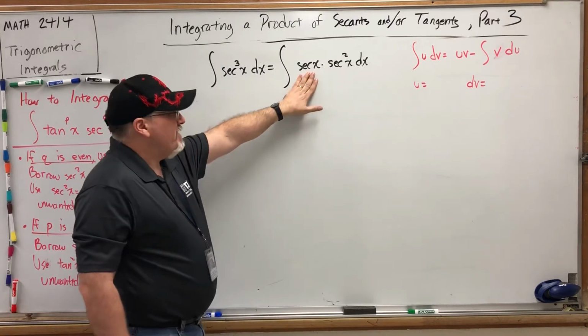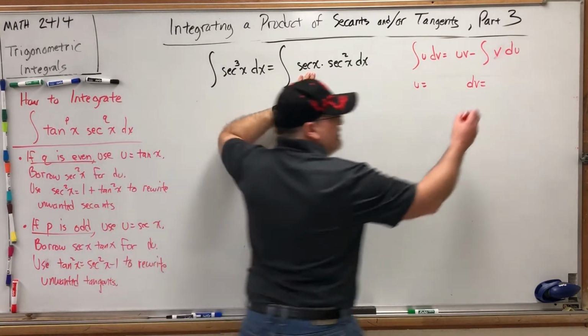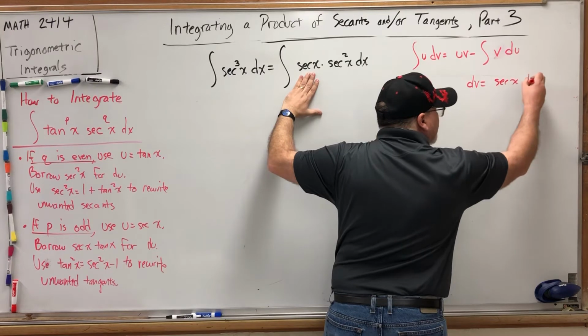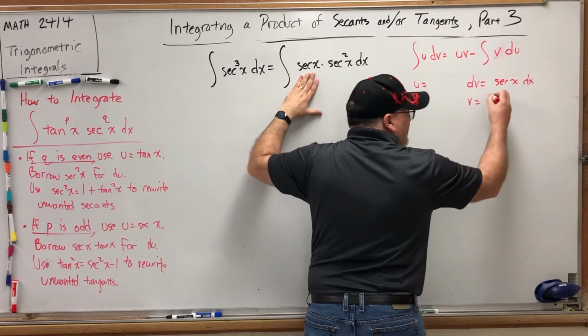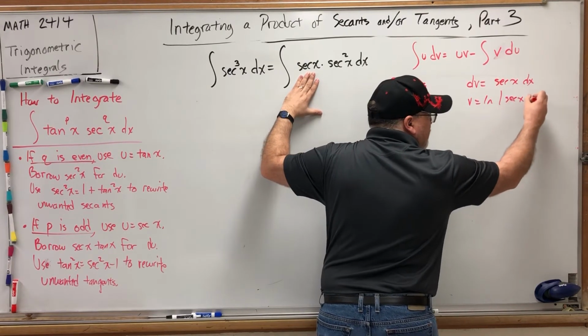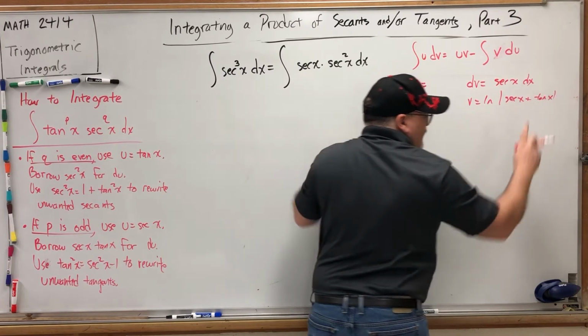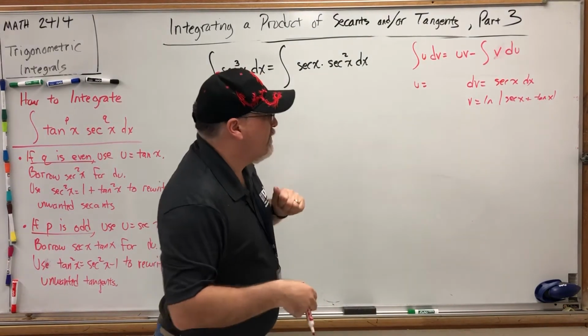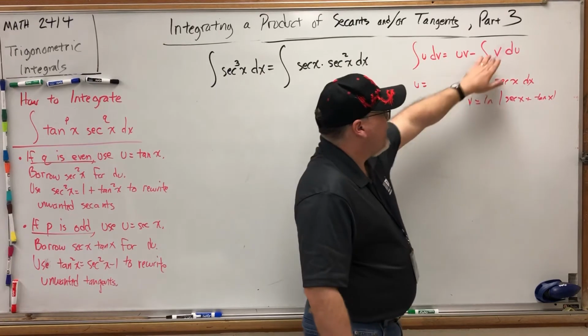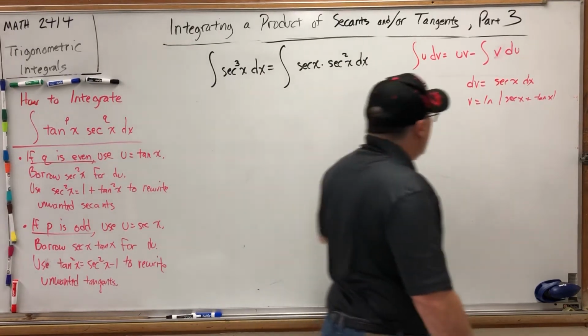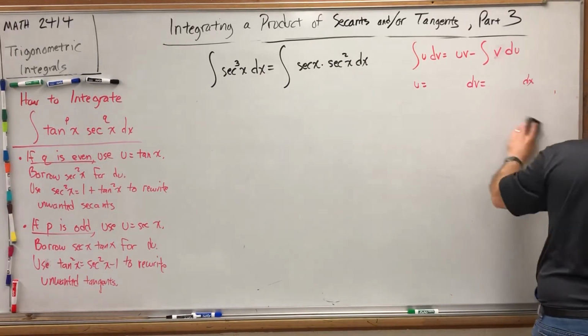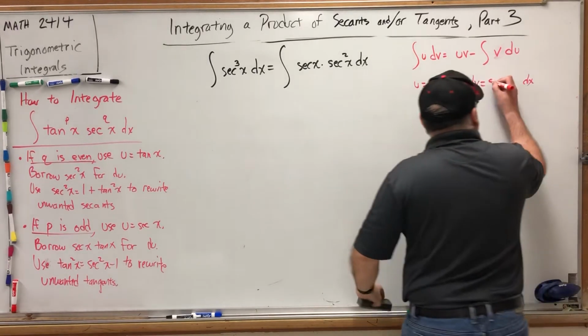If I call this dv, in other words, if I say dv is equal to secant of x dx, then v is going to be natural log absolute value of secant x plus tangent x, from the first integral in this video. And I'm not looking forward to parking that inside of an integral. So maybe that's the bad choice for dv. Maybe dv should be secant squared.